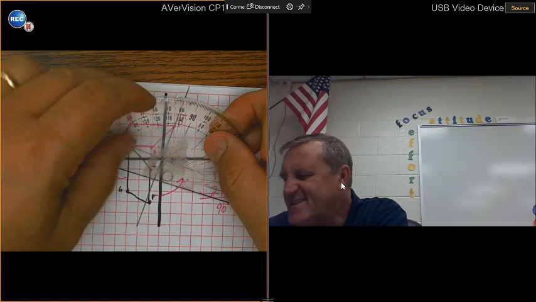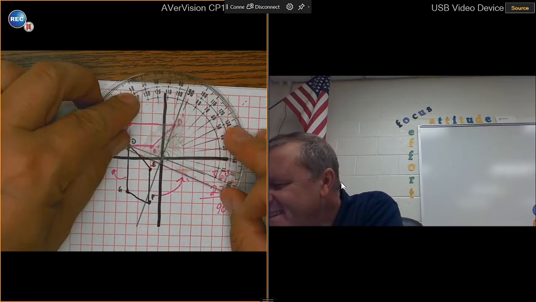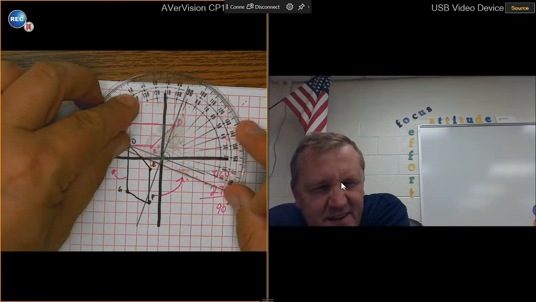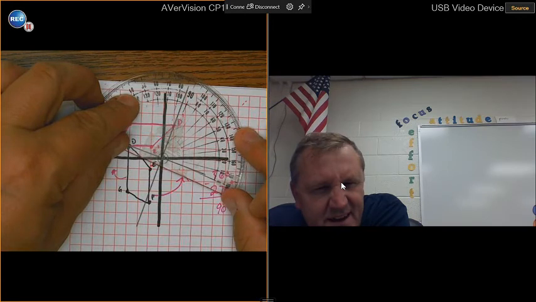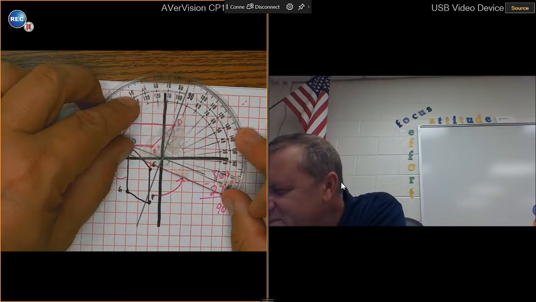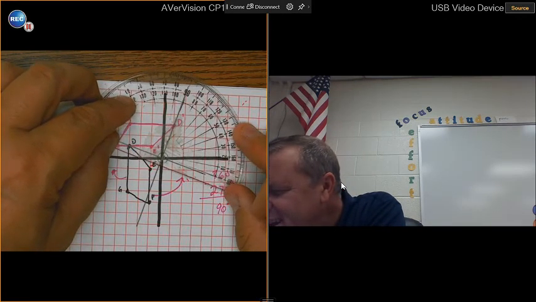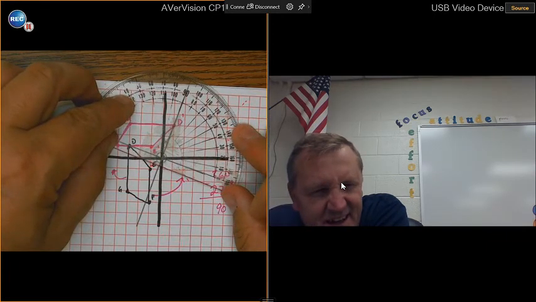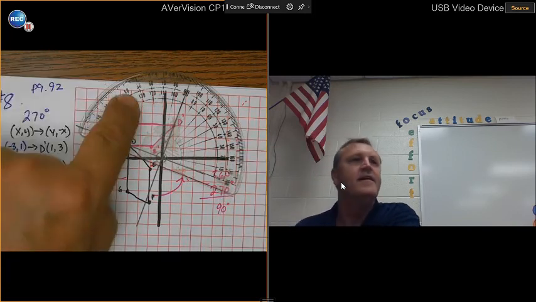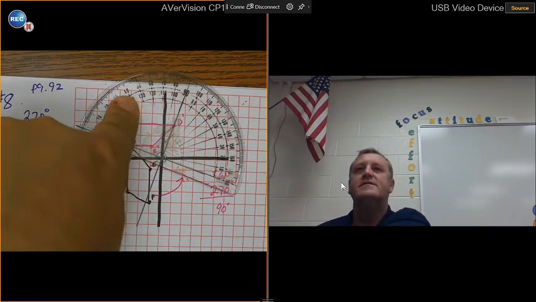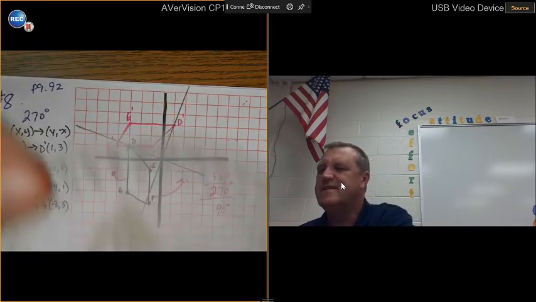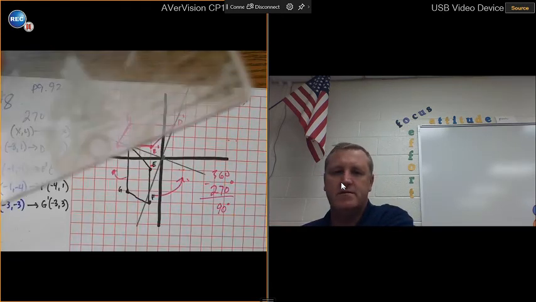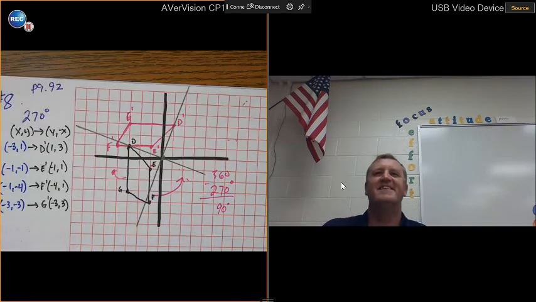So look, let's see. Am I right on it? Right there. Boy, that is just a tad off. Does that look like it? Right there. 90 degrees. You guys see that all right? I know my compass is a little dirty. It had tape on it or something. I don't know what it was. But, okay. All right, good.